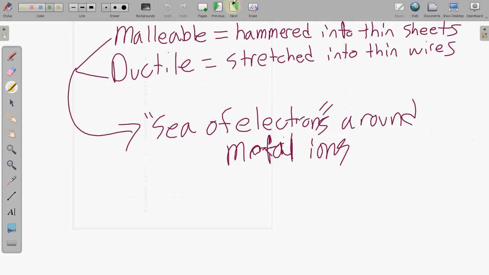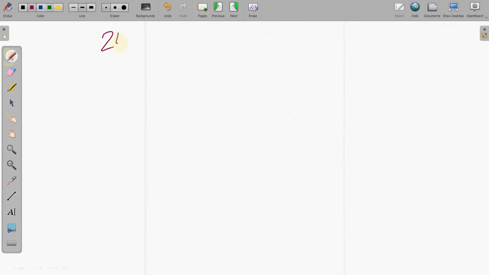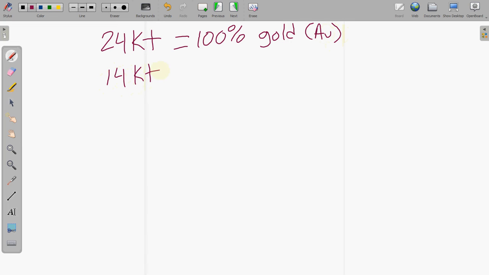Gold, for example, 24 karat gold, spelled karat, is supposed to be 100% gold. Symbol for gold, by the way, is Au. 14 karat gold is an alloy. It is 14 parts gold and 10 parts something else, usually nickel.